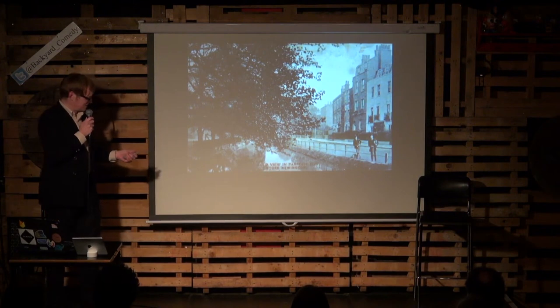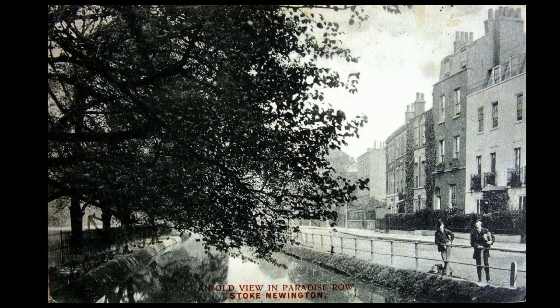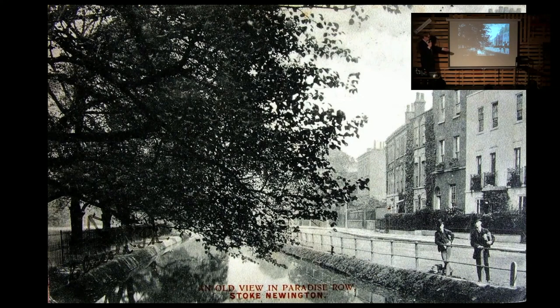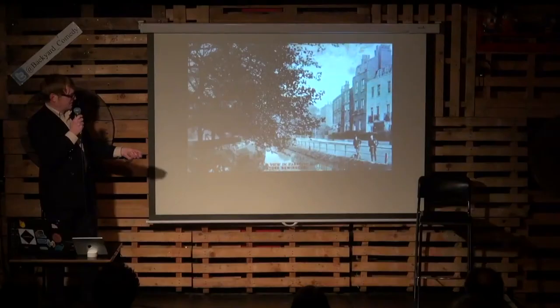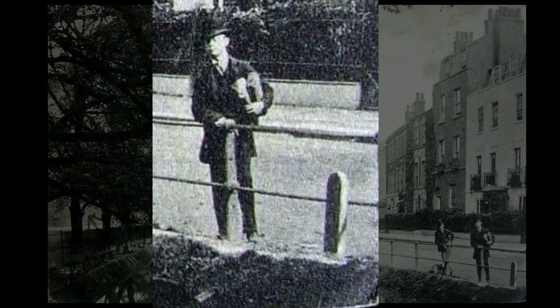So here's one in Stoke Newington. The river doesn't exist anymore. This is the New River, by the way, that got filled in at that point. This is the boundary between Hornsey and Stoke Newington. Look what we discovered here. We even know what number it was. They were all numbered.